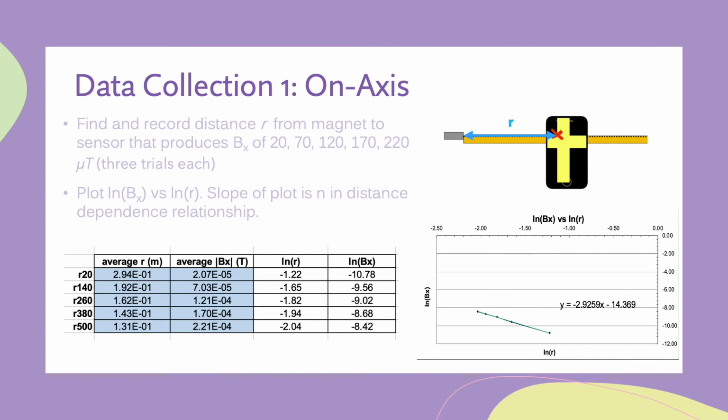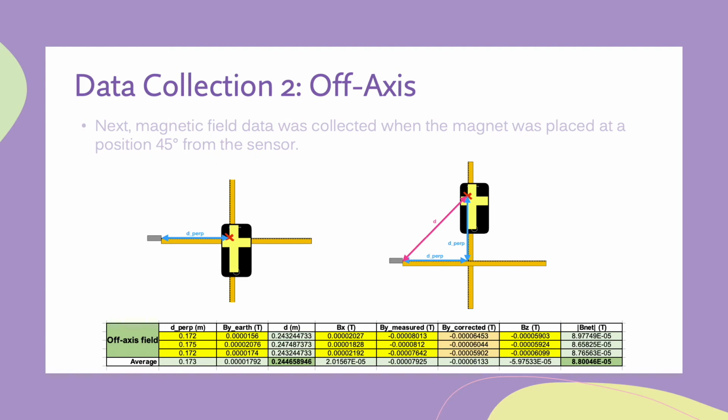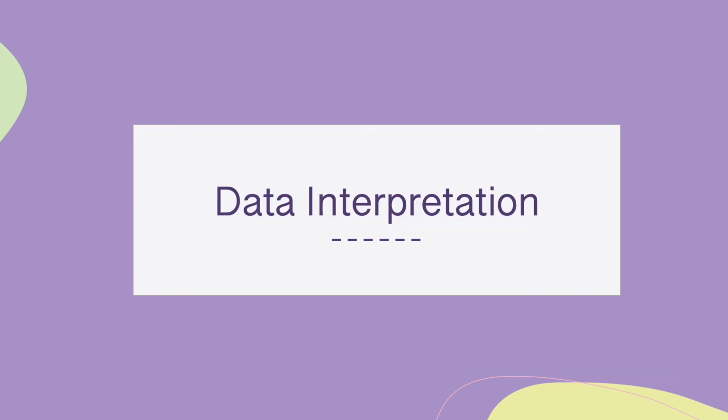We recorded the distances and Bx values and plotted them in the graph shown. Next, we found the distance, labeled as d_perp, required to produce a Bx of 100 microtesla. This distance was about 17 centimeters. We then moved the phone up the same distance so that the sensor was placed at a 45-degree angle from the magnet and recorded magnetic field values in this position. Now let's interpret and make some calculations with the collected data.